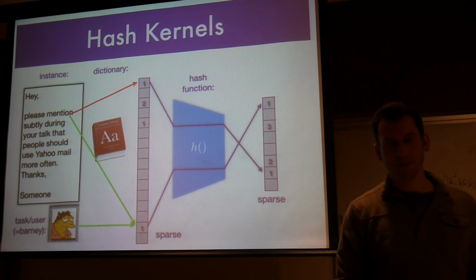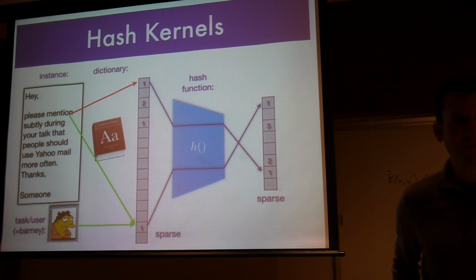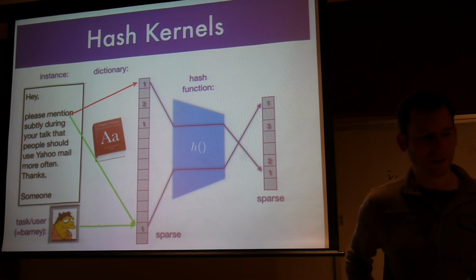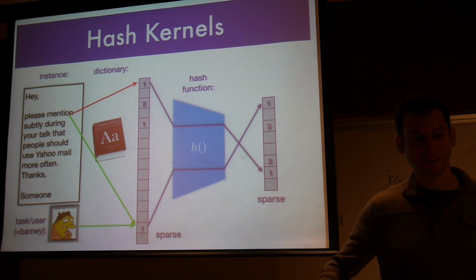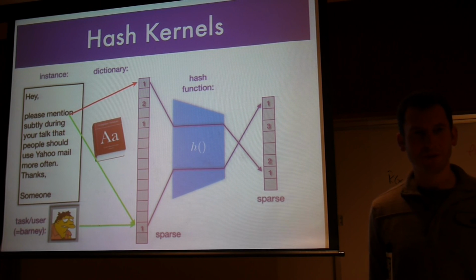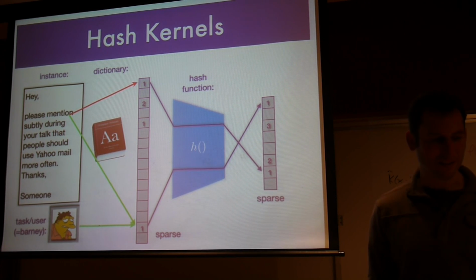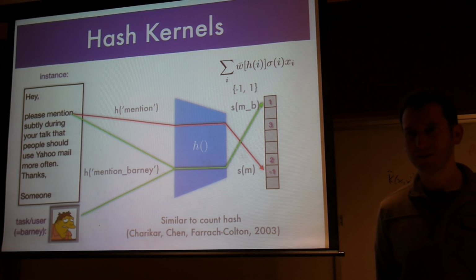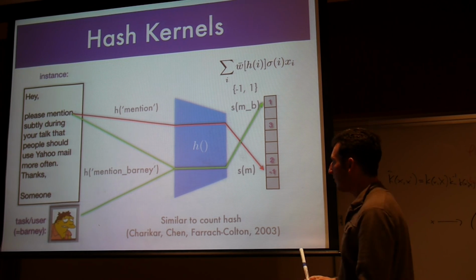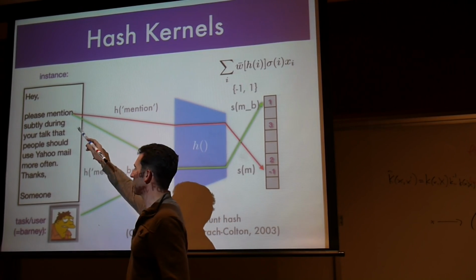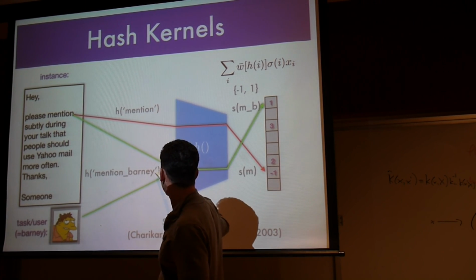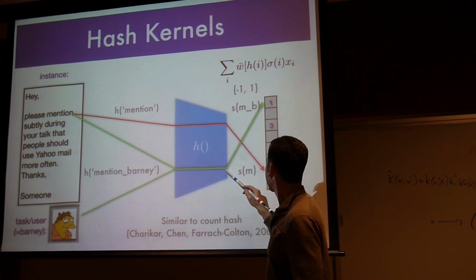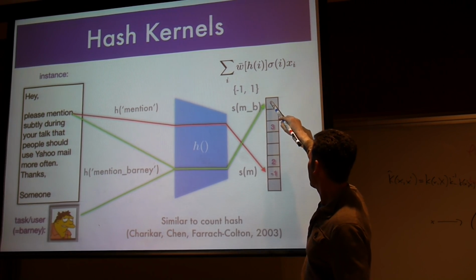Now, this actually looks like a really stupid idea, right? Because we first spend all this computation on the dictionary, mapping into this intermediate, very high dimensional vector, just in order to trash everything in the end again and map into low dimensional space. So we don't actually need that dictionary. Let's get rid of it. So we just take the strings directly, like mention, or mention Barney. We hash it, and we map into this vector.